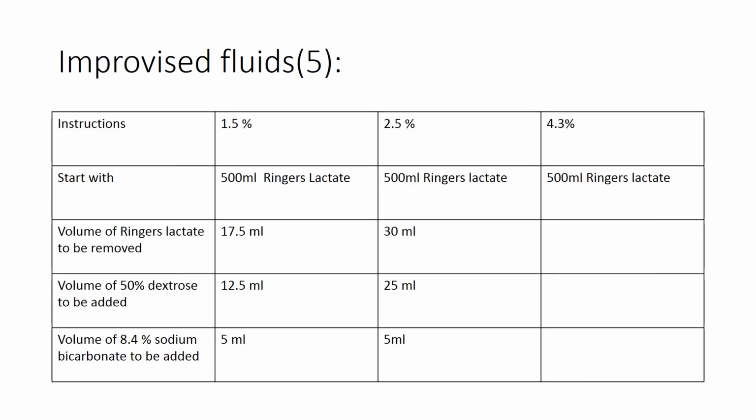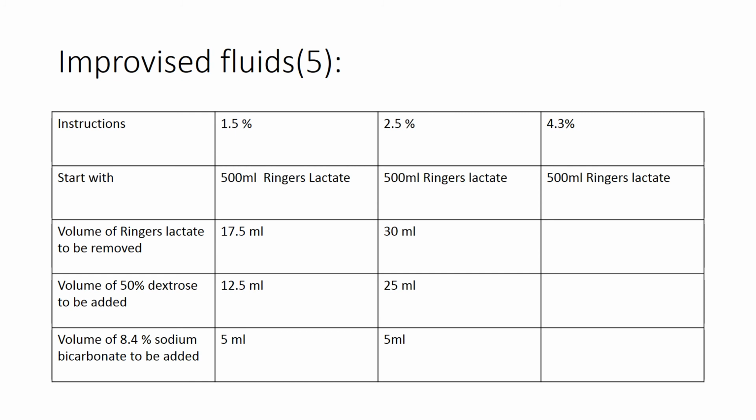Now, coming to improvised fluid. We use this formula, which is from a colleague in Nigeria. Essentially, this is how to make improvised 1.5% and 2.5% fluid. You need to start with Ringer's lactate, so you get a 500 ml bag of Ringer's lactate.